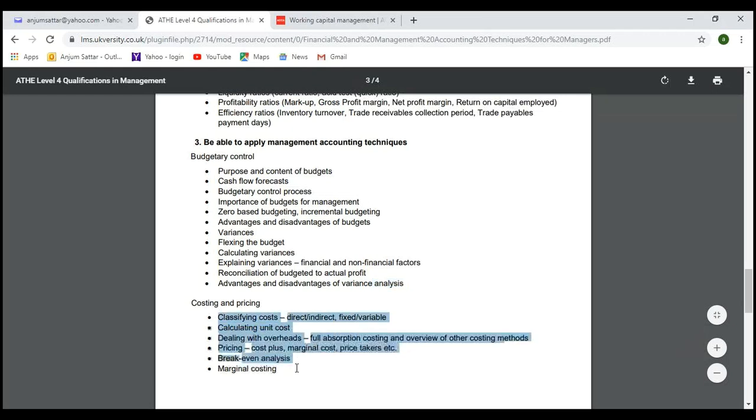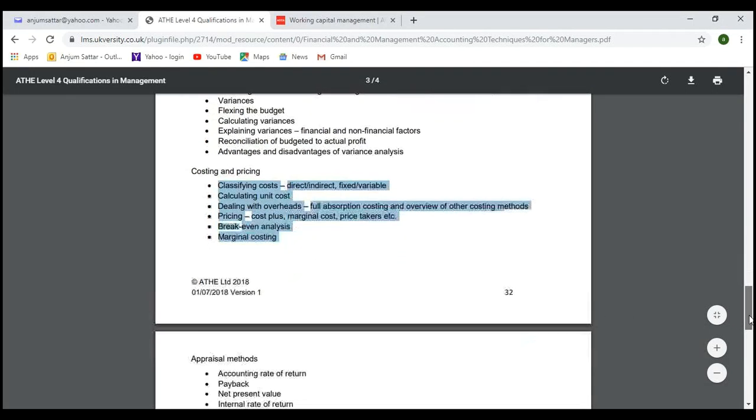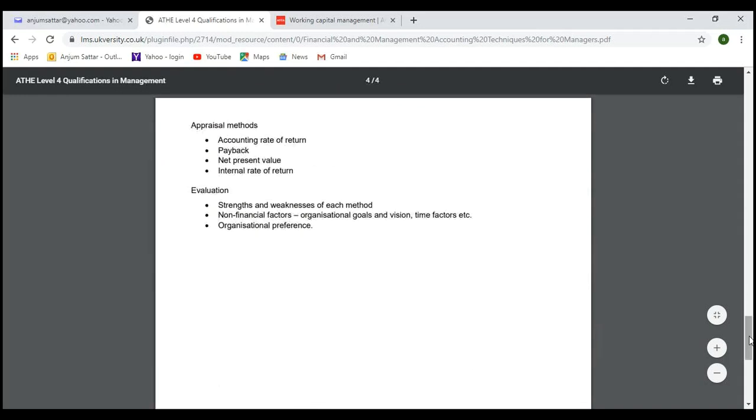So in today's lesson, I'll do the classification of cost. We'll discuss unit cost, dealing with overheads, break even, and marginal costing. I'll again discuss investment appraisal. Last lesson we also learned about investment appraisal. One of your tasks in your assignment is to go through the investment appraisal as well. Any questions? Feel free to ask me, please.